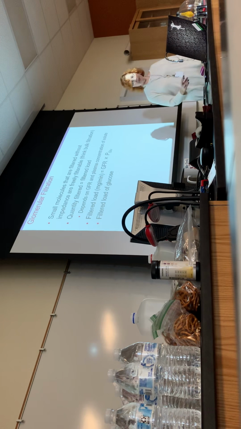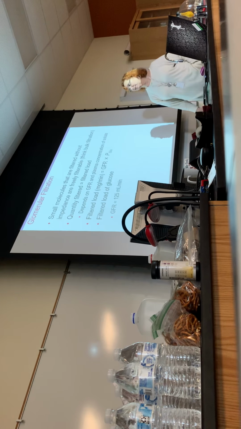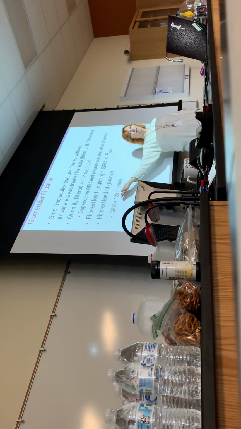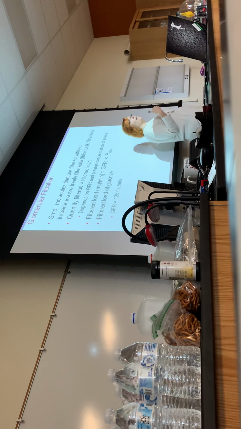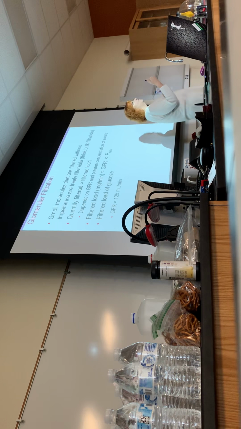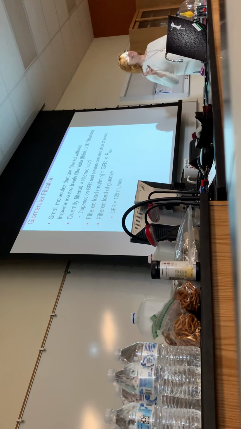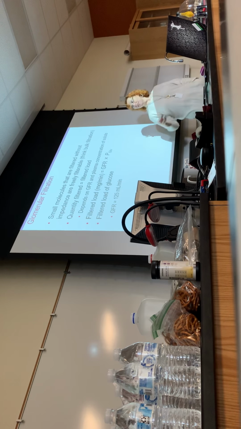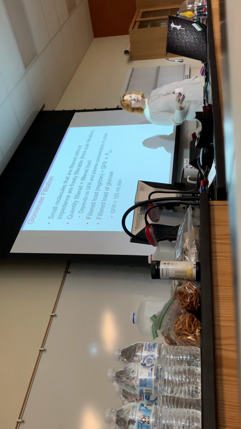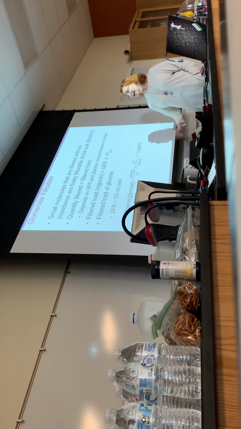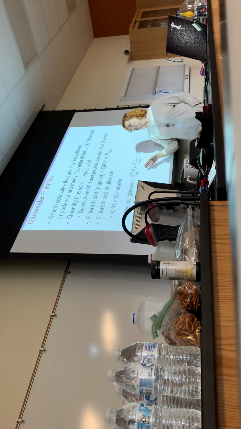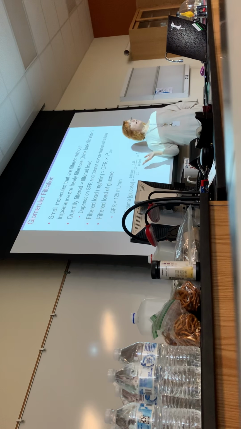The filtered load of glucose. In order to figure out the filtered load of glucose, I need to know my glomerular filtration rate. And my glomerular filtration rate is 125 mLs of fluid leave the glomerulus and enter into Bowman's capsule per minute. The concentration of glucose in the plasma is 100 milligrams per deciliter.